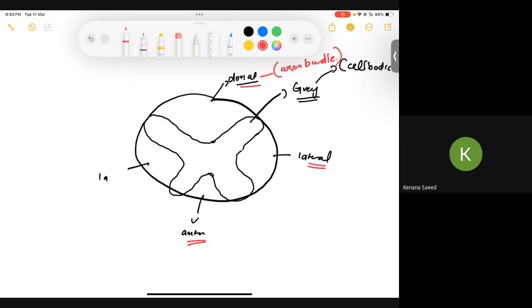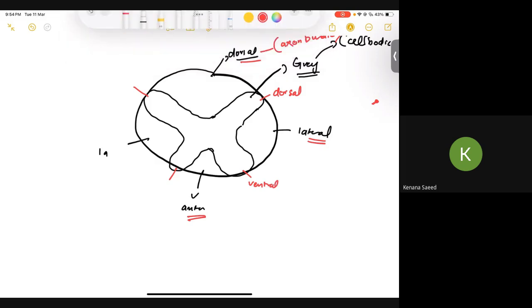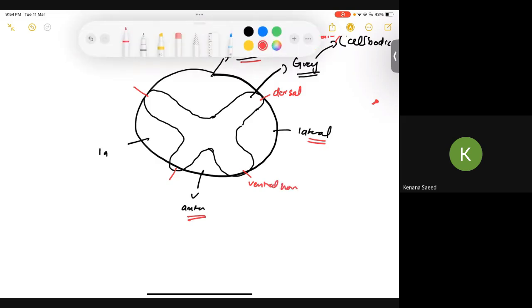So for example, once the receptor brings information, this butterfly is divided into two. You can see you have your dorsal horns and your ventral horns. They resemble horns, so let's simply call them horns. So we have dorsal horns and ventral horns. Is that clear?